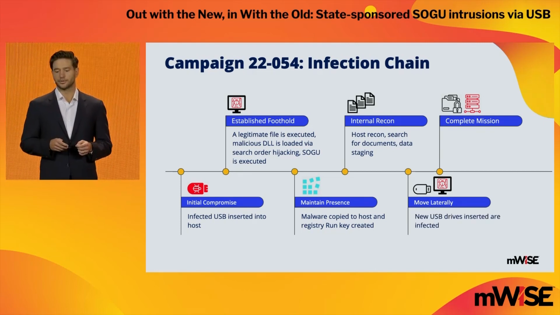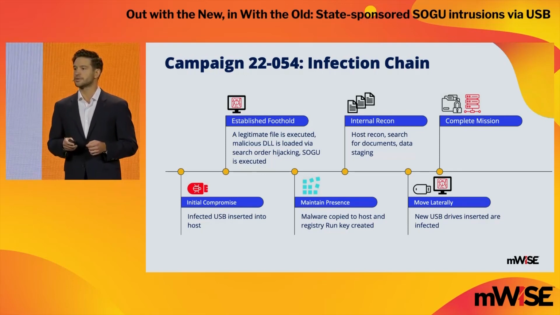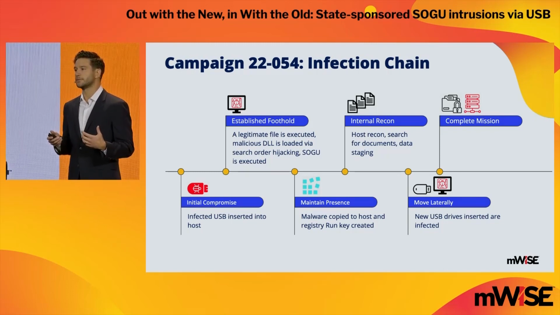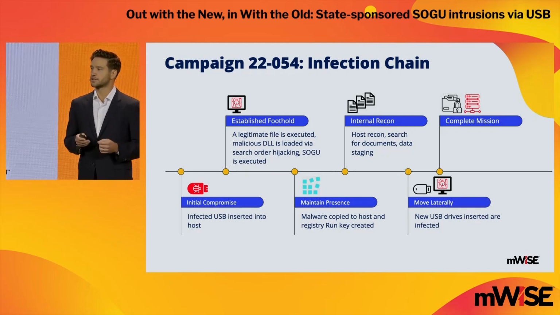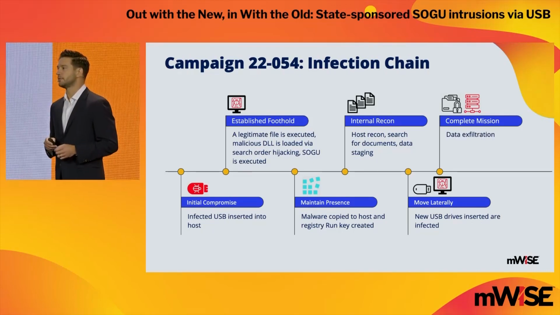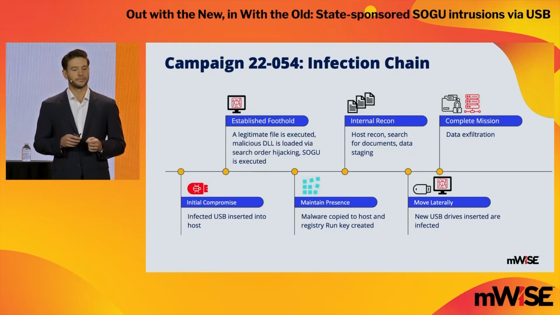Lateral movement occurs when a new uninfected USB is inserted into an infected host. And if that USB is plugged into another system in the victim environment, that is how this infection spreads. Finally, mission is complete when the data is exfiltrated to the SOGU C2.